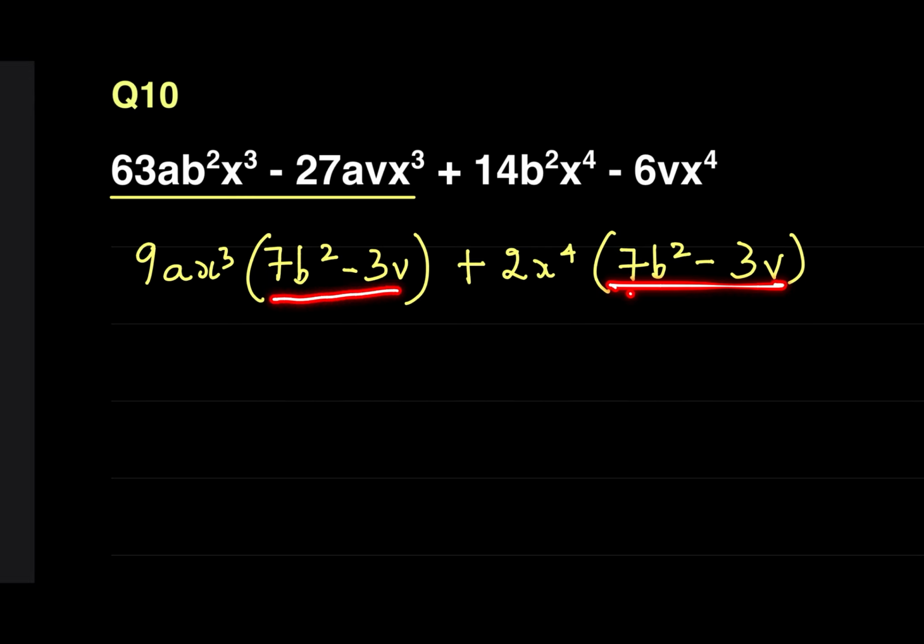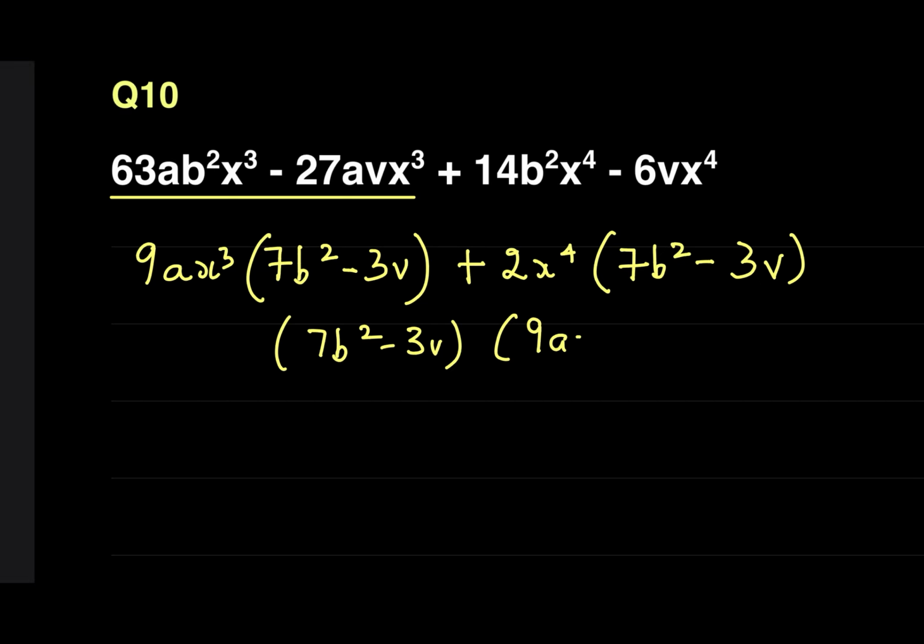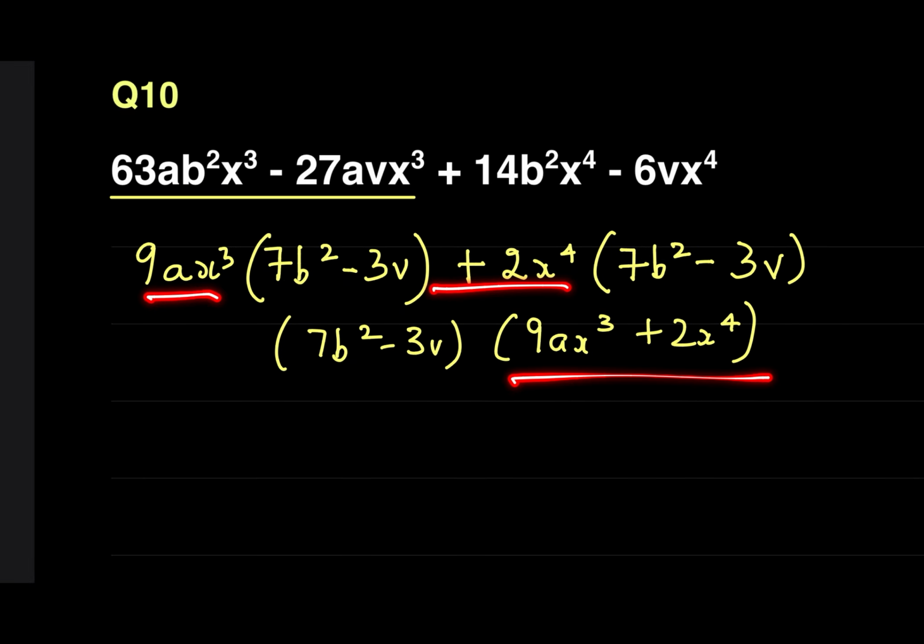Exactly the same. So we write 7b square minus 3v in one bracket, 9ax cube plus 2x raised to the power 4. What is the second part here? This will come here. That's it, guys. This is how grouping of factorization is done.